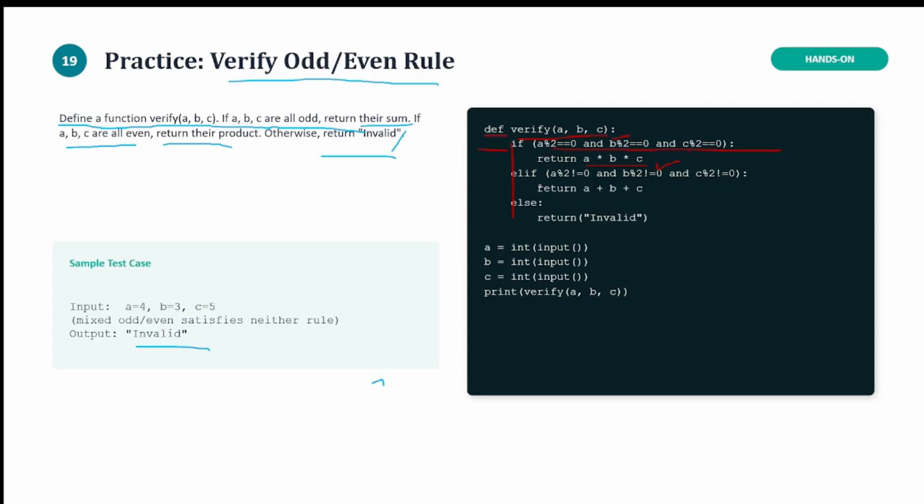And after that, for odd numbers, you can see that a % 2 != 0, which means if the number is not divisible by 2, it simply means that it is an odd number. So we are checking for a, b, c, all three numbers. If all three numbers are odd, what we are going to do here is simply return a plus b plus c, which means we are going to return the sum of all three numbers.